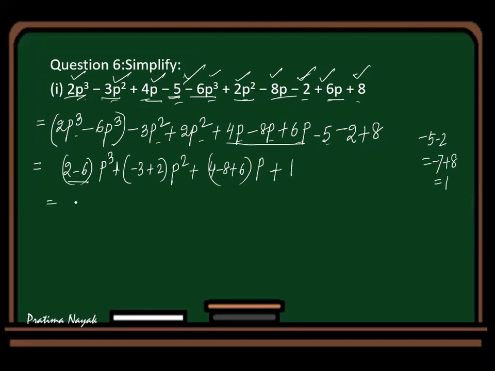Now 2 minus 6 is minus 4pq. Minus 3 plus 2 is minus p square. Here 6 plus 4, 10 minus 8, 2p. Plus 1, answer.